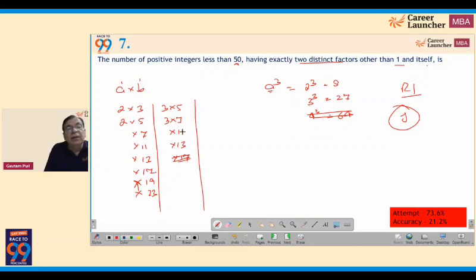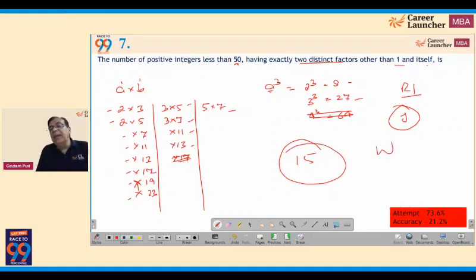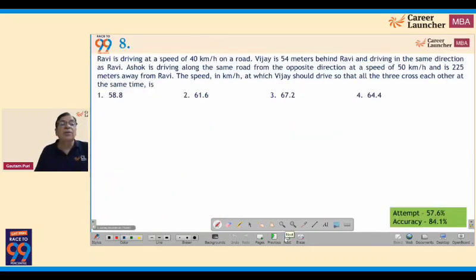And then we have 3, 5. 5 into 7. And then 5 into 11 will be 55. So these are the cases we have. How many are there? 1, 2, 3, 4, 5, 6, 7, 8, 9, 10, 11, 12, 13, 14, 15. The answer is 15. Now, please write down the cases. Don't try to look for a shortcut in such a question. Please write down all the cases. After all, we are talking about possibilities less than 50. How much time will it take? Even if it takes me 1 minute extra, I'm perfectly fine with it because I know I'll get the correct answer. Don't rush to such questions.